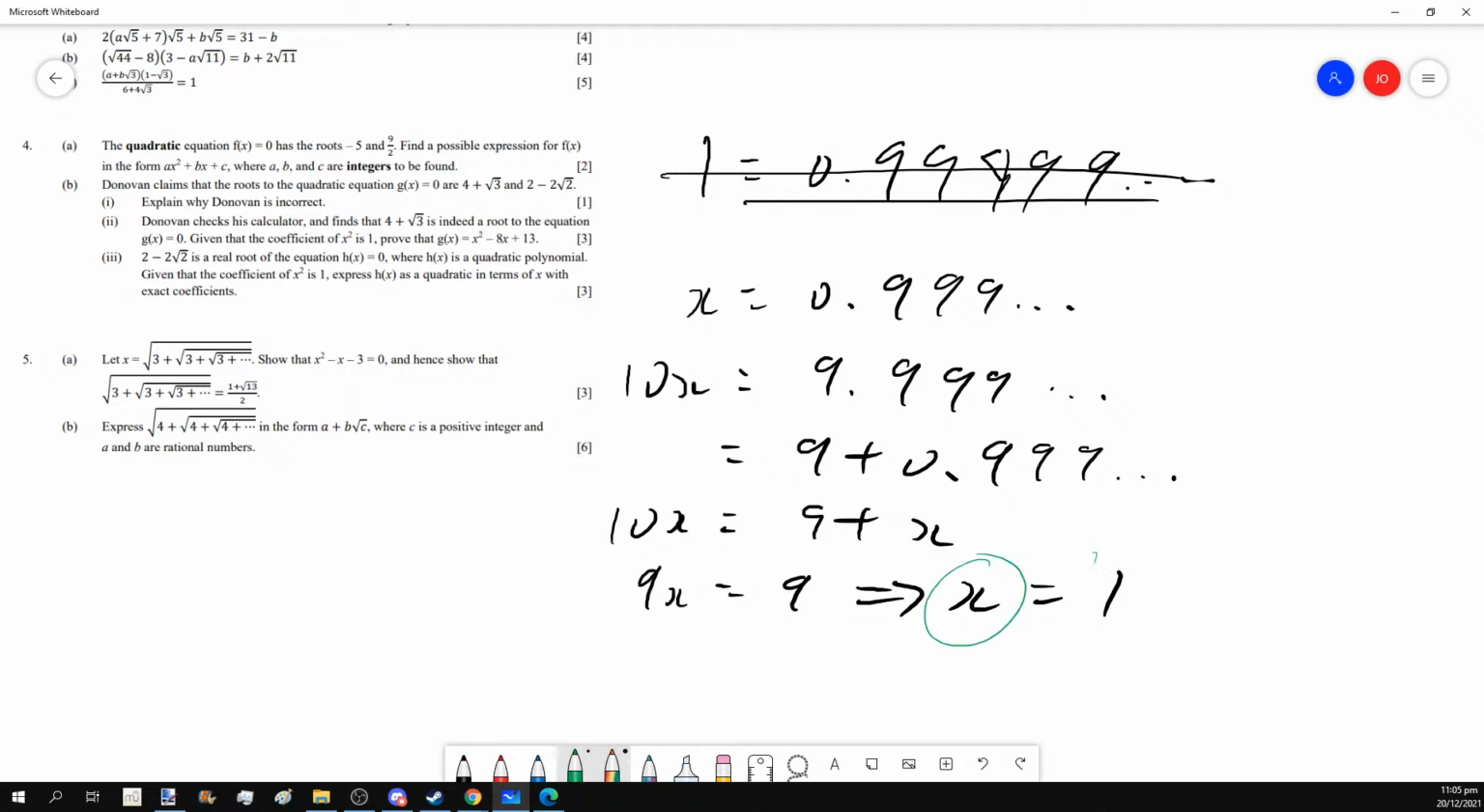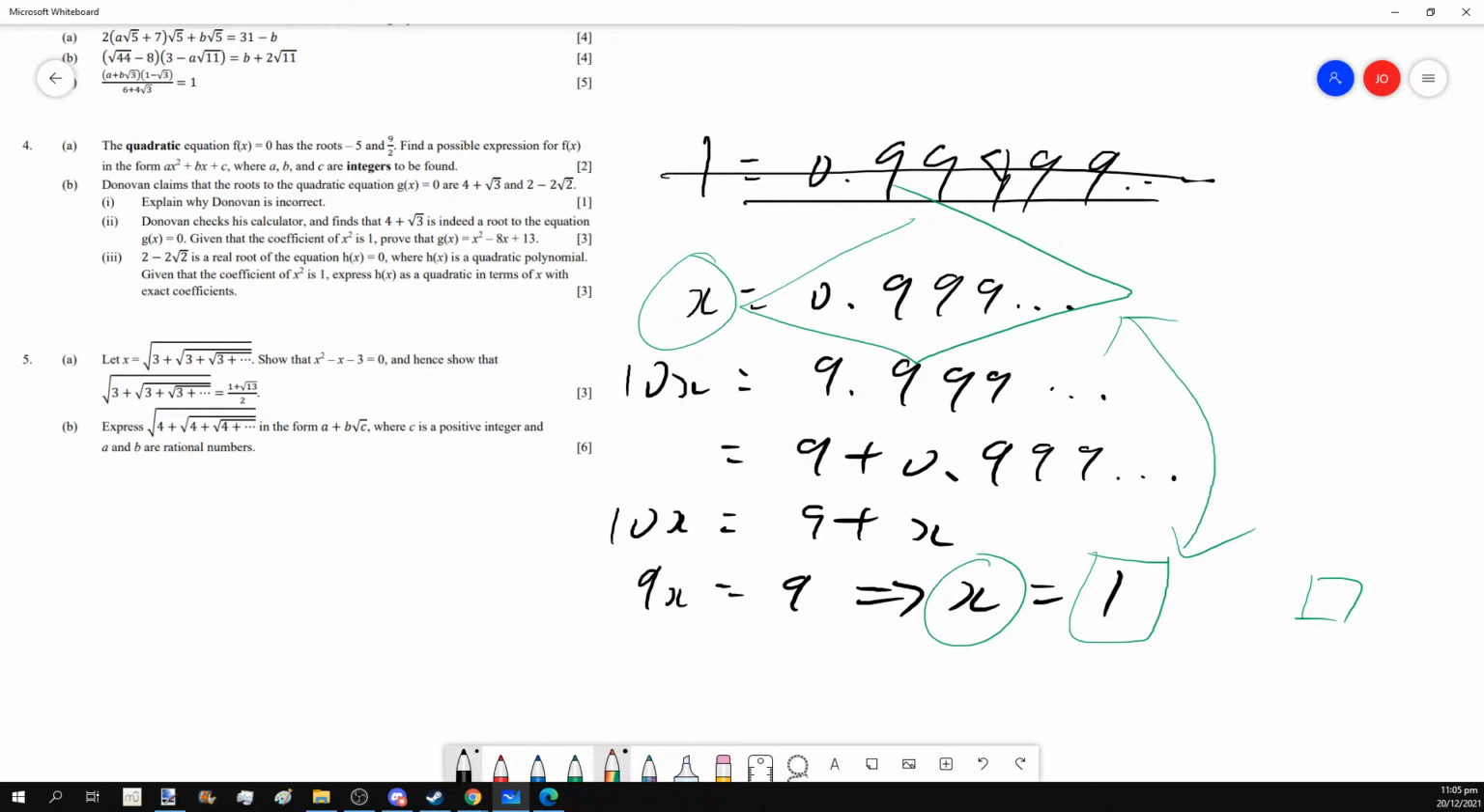Right? So x is equal to 1, but x is equal to 0.99999, and therefore 0.99999 equals 1. And we are done. Right, so you are correct. That is exactly the same observation.